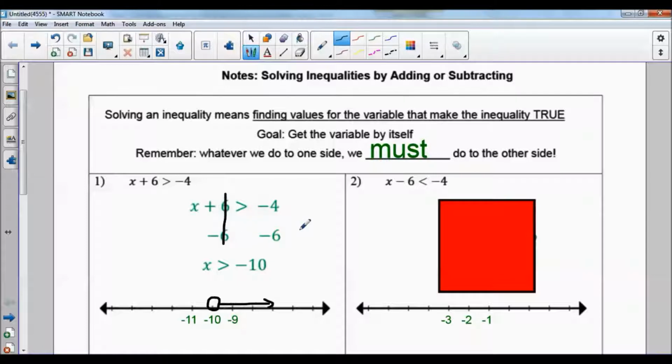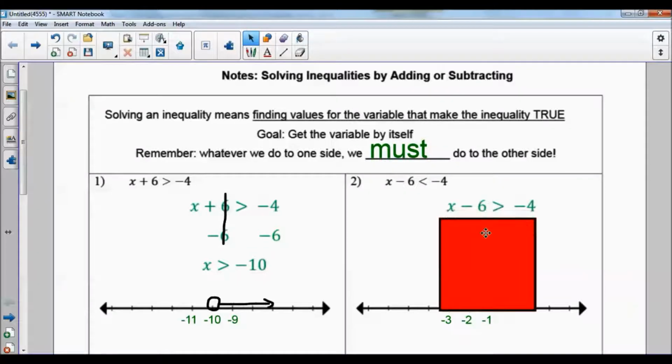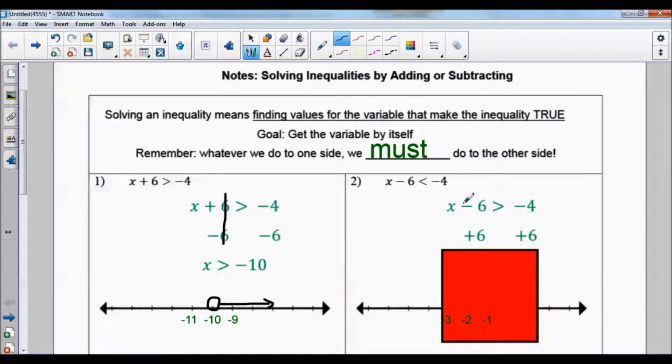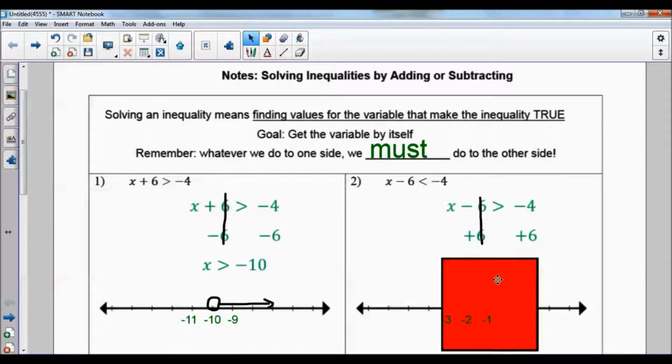Number 2 is kind of like this, except we have x minus 6 is less than negative 4. Again, I just rewrote it. We want to get rid of this minus 6, so what we have to do to both sides is add 6 to both sides. When we add 6 to both sides, again, these are going to cancel out, and we have x is greater than 2. Negative 4 plus 6 is 2.